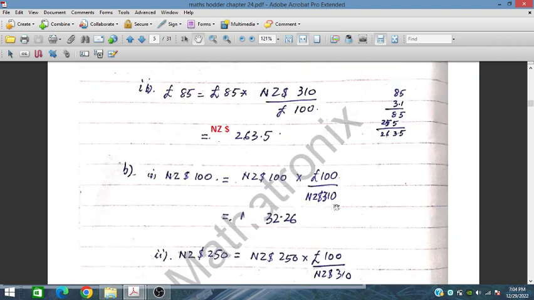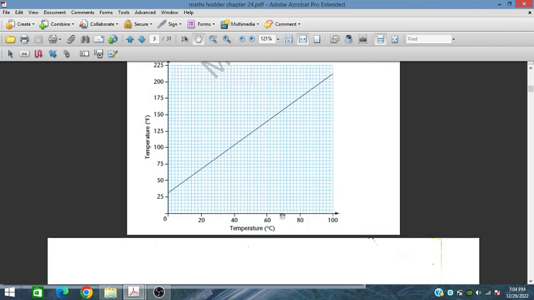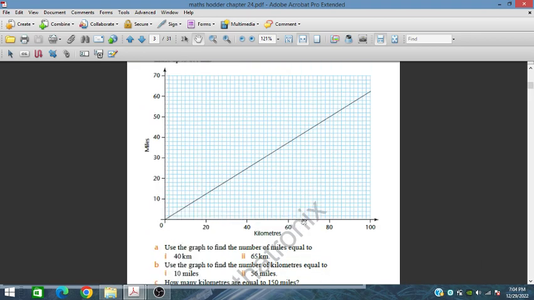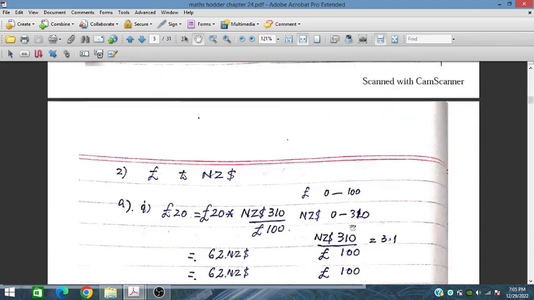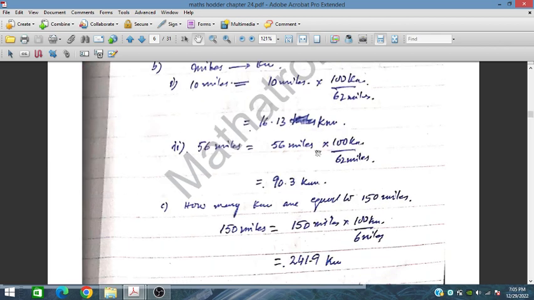Similarly for 65 kilometers, that is 70, and then 65 is here. So 65 is approximately 40 point something, 40.3 miles. Similarly for miles, to convert this, we can calculate it here and check it from the graph, and that's pretty close to it.